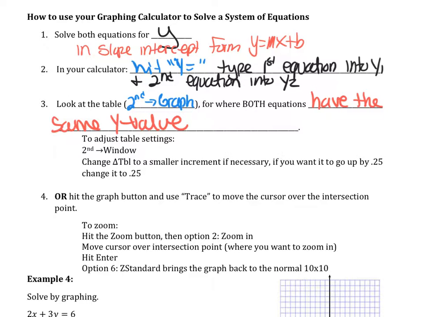Okay, so second window. Window's right next to y equals. And then if you go down to the second row there, it has a little triangle, TBL. That tells you what your table is going up by. So you can change it to go up by 0.25 if you want. So if you type in 0.25 instead of 1, then if you go back to your table, second graph, now your table is going up by 0.25 instead of 1. So that can be helpful if your solution is not a whole number.